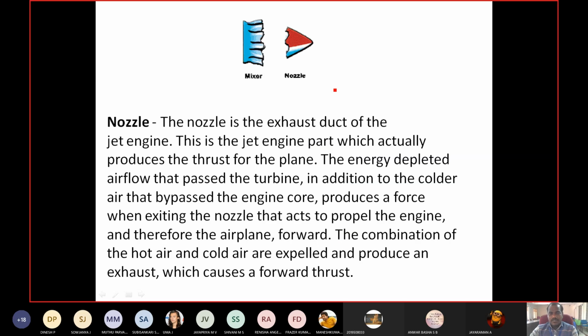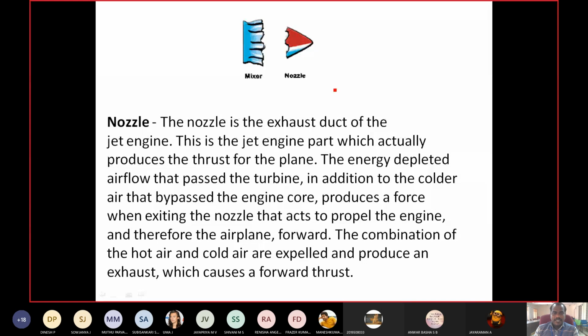Right, so we have another part, that is the nozzle. The nozzle is the exhaust duct of the jet engines. This is the jet engine part which actually produces the thrust for the plane. Then this energy depleted airflow that passes the turbine, in addition to the colder air that bypassed the engine core, produces a force when exiting the nozzle that acts to propel the engine and therefore the airplane forward. The combination of the hot air and cold air expelled produces an exhaust which causes forward thrust.